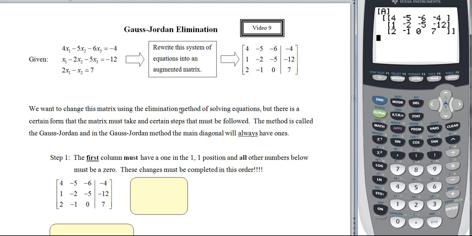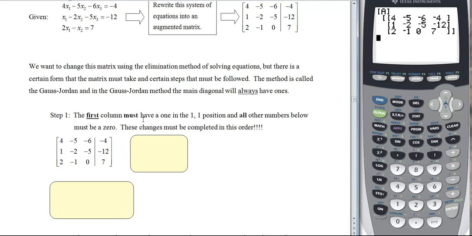But now, when we use this elimination method for solving the equations, there's a certain form that the matrix must take and certain steps that must be followed. Now the method's called the Gauss Jordan, and in the Gauss Jordan method, the main diagonal will always have ones. We have to make it that way. So this position, first row, first column, I'm going to call it 1, 1, is going to have to be changed to a 1. Eventually, second row, second column, it's going to have to be changed to a 1. And third row, third column, or the 3, 3 position has to be changed to a 1. So let's get started and see what the first step is.